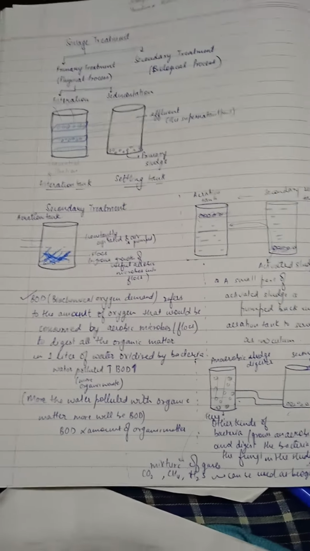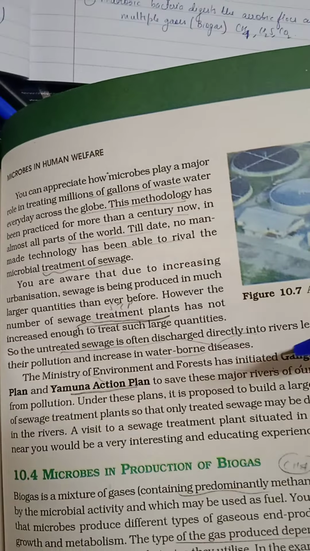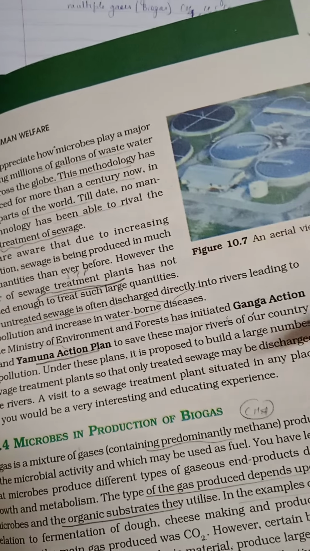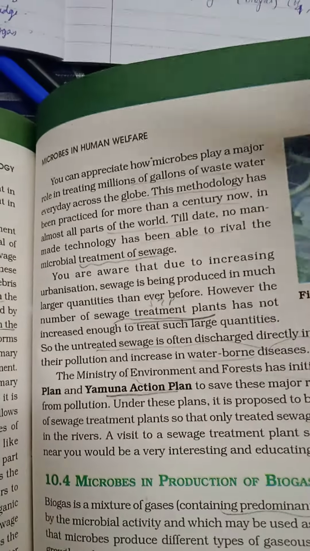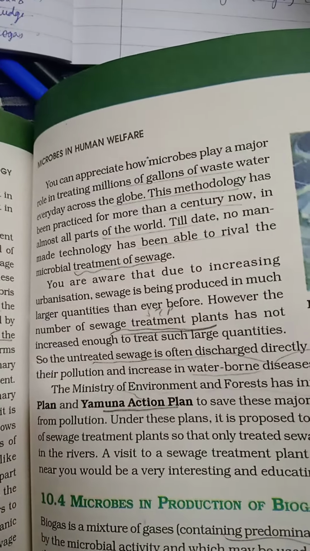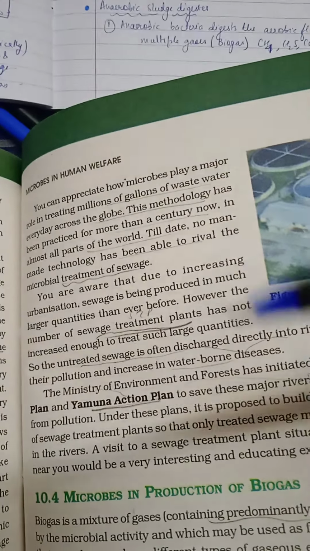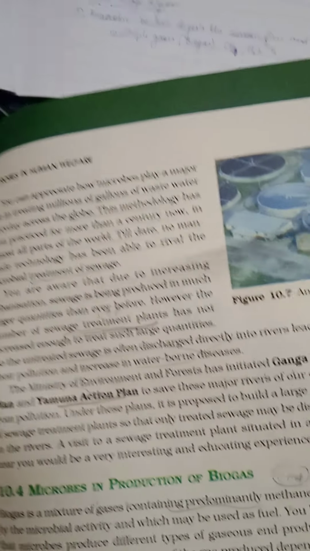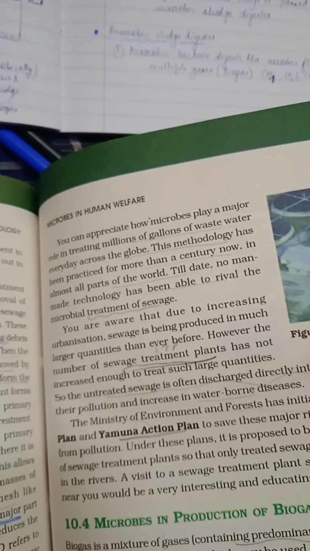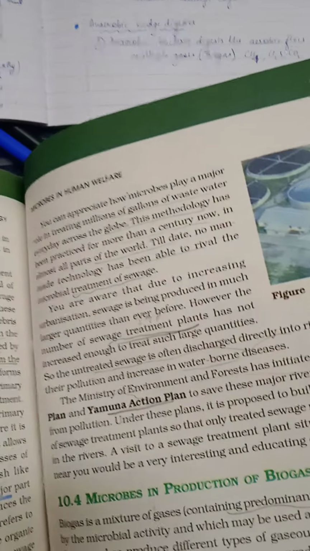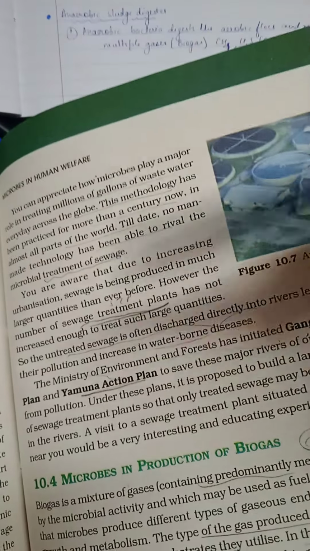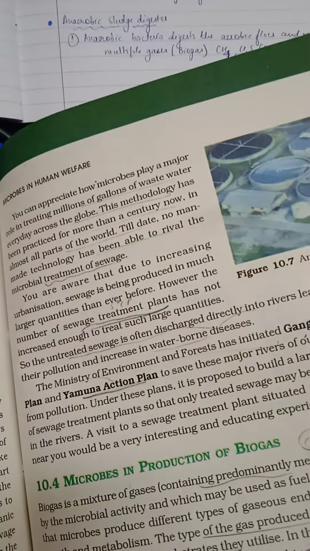Also there is one more thing that we have to know: the Ministry of Environment and Forests has initiated the Ganga Action Plan and Yamuna Action Plan to save these major rivers of the country from pollution. They are creating more sewage treatment plants, so that the sewage is not directly discharged into the water body, harming the aquatic life.